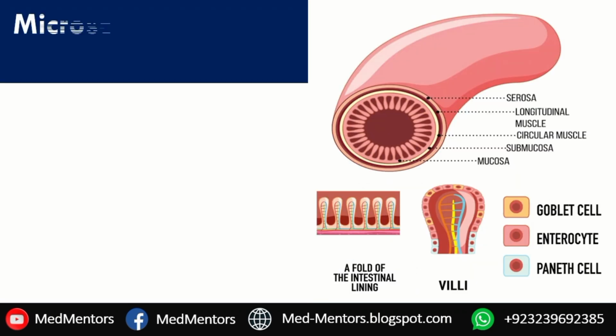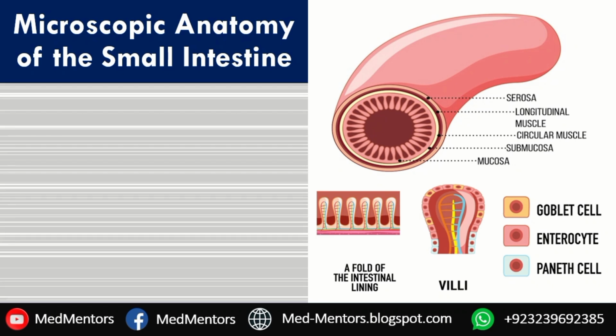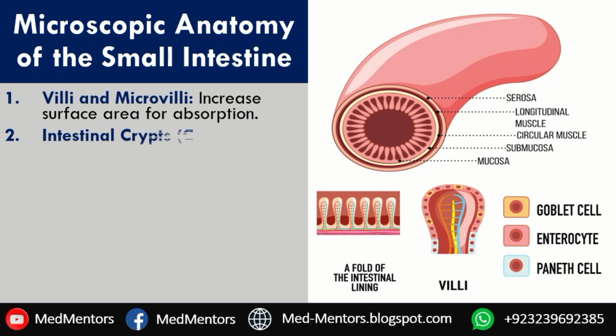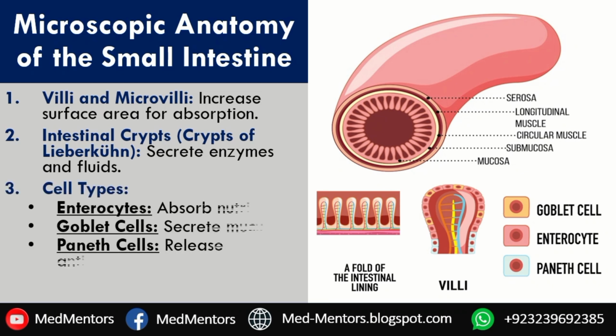Next, microscopic anatomy of the small intestine. Number 1. Villi and microvilli. These structures significantly increase the small intestine's surface area for more efficient nutrient absorption. Number 2. Intestinal crypts. Crypts of Lieberkühn release enzymes and fluids that facilitate digestion. Number 3. Cell types.